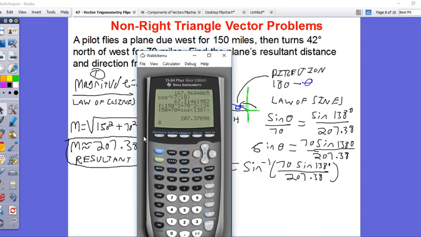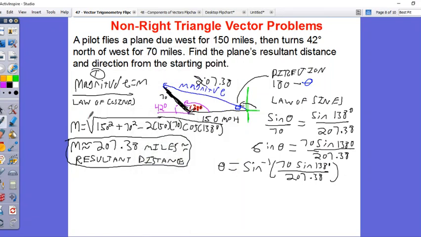We find the inverse sine of 70 times the sine of 138 degrees divided by 207.38, and we're going to close off the parentheses, and we're going to get 13.05. So theta, this theta right here, is equal to 13.05.